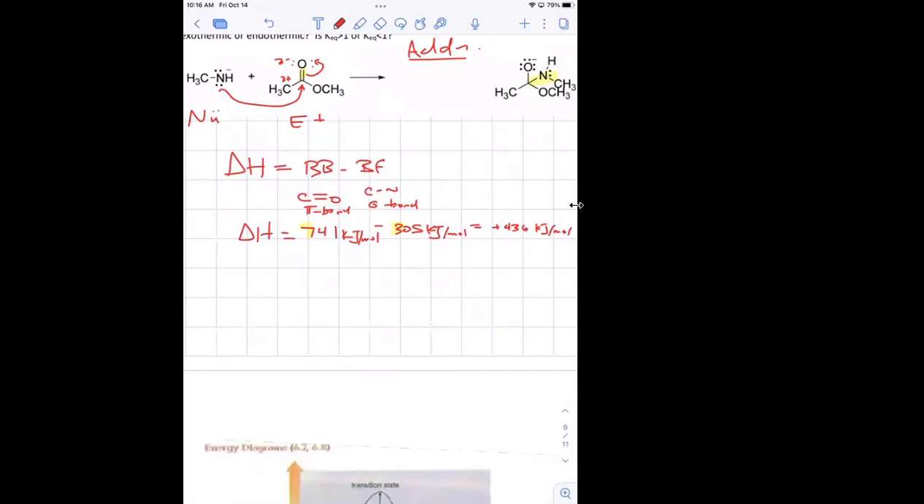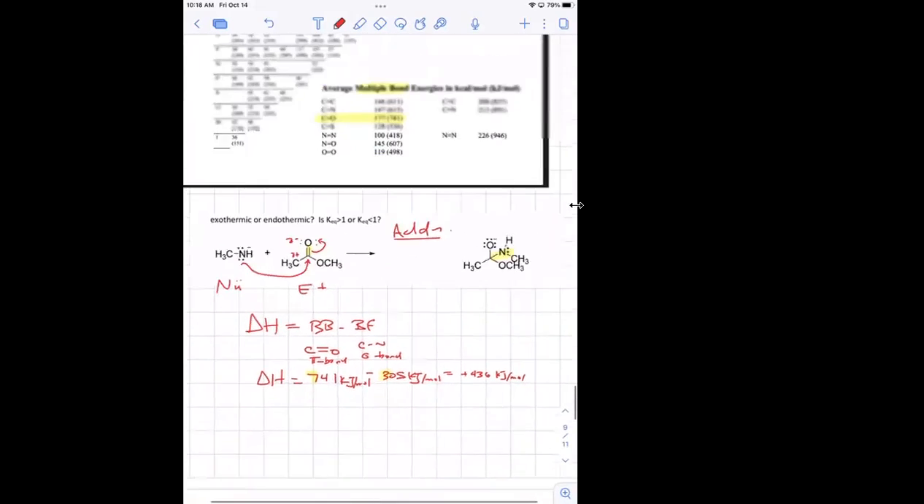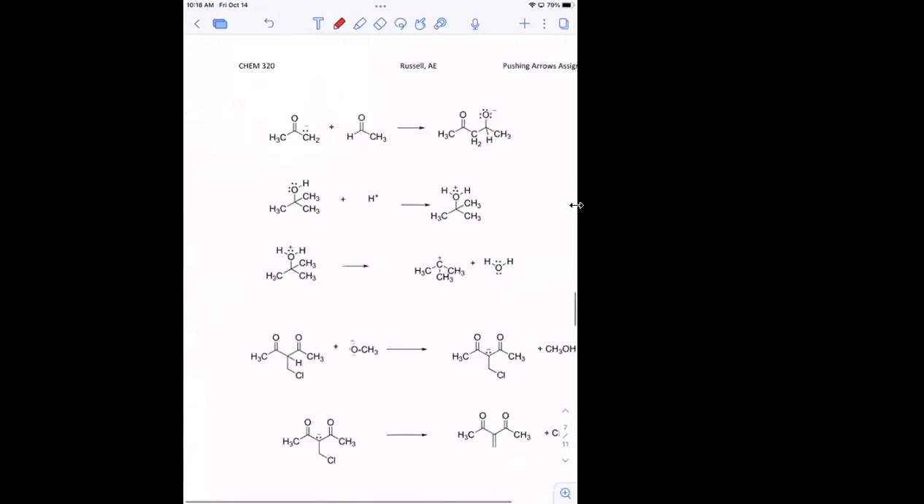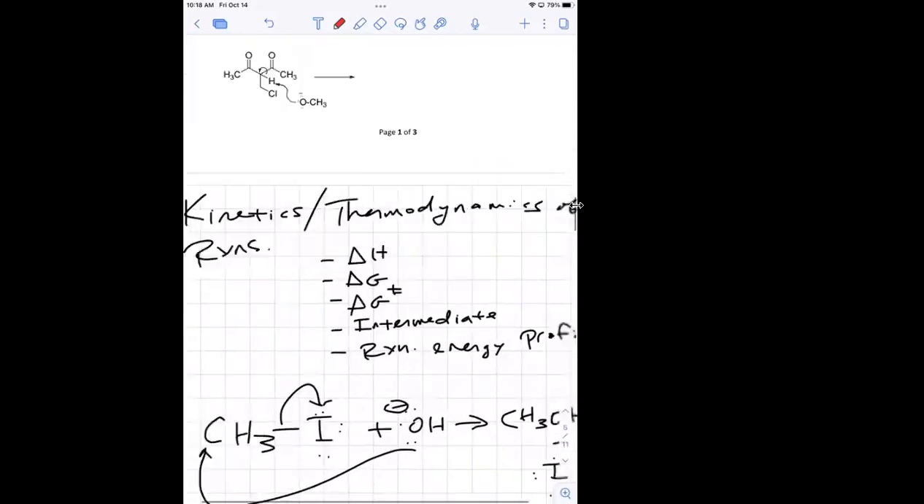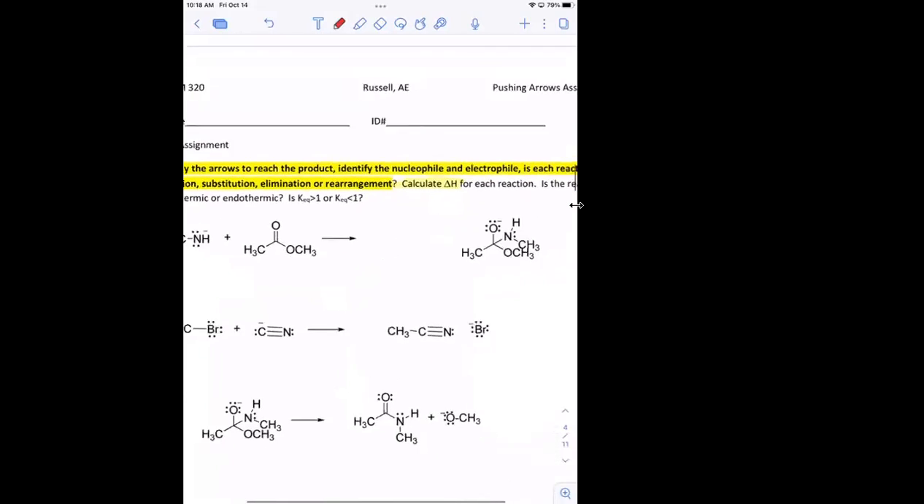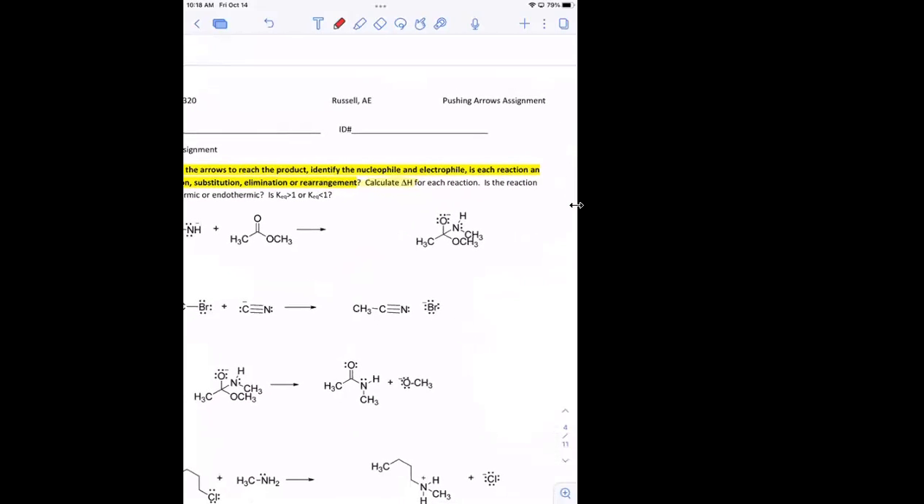All right. So the fact that delta H is positive tells us everything. We can extrapolate all this other information that the question asks. Let me go back to the question because it asks a lot, right? It says identify the nucleophile, electrophile. We did that. Is it a substitution, elimination, rearrangement, or addition? We did that. Calculate delta H. Is it exothermic or endothermic? Now that's what we're doing. And we're going to draw an energy diagram for it as well.